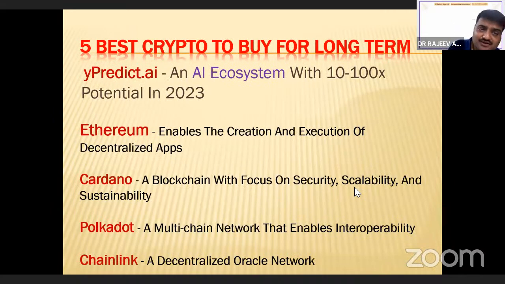This is just my suggestion, not a recommendation. And I do not know what will be the outcome, but just to complete the topic, why predict AI? That is an artificial intelligence based ecosystem with 10 to 100x potential in 2023. That is what Google said, but unfortunately I did not find it to grow that way. Ethereum, Cardano, Polkadot, and Chainlink.